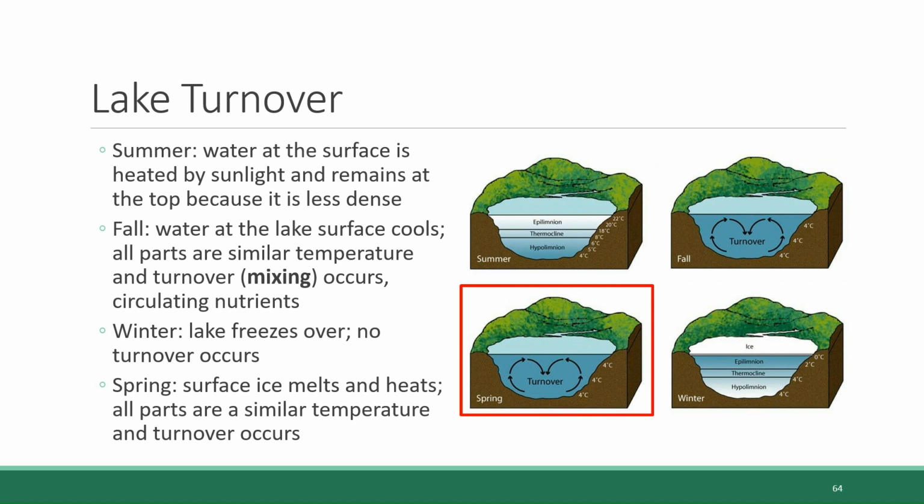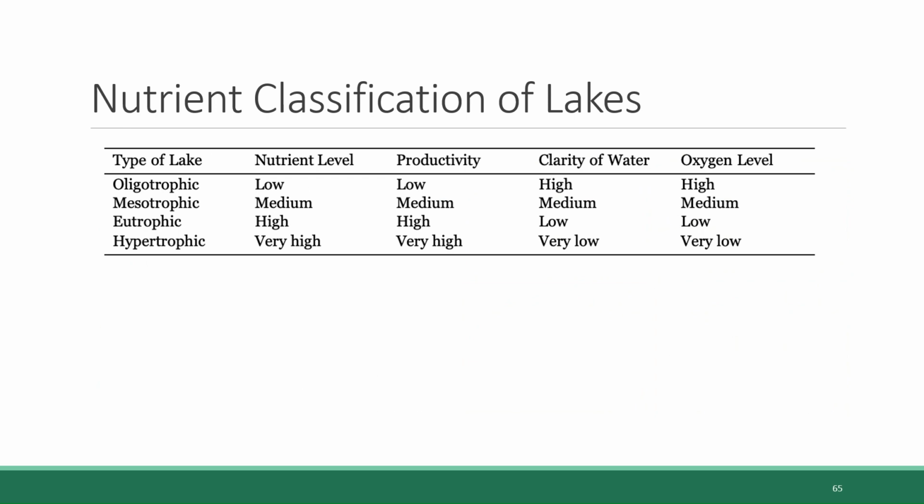However, some lakes just don't have a lot of nutrients at all. In fact, the nutrient content of lakes varies greatly from lake to lake. And there are actual different terms used to classify lakes based on their nutrient content. This table lays them all out and then tells you some characteristics of each type of lake that arise from its nutrient content, including productivity, clarity of the water, and oxygen level.